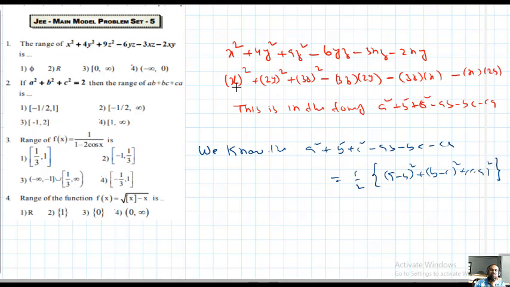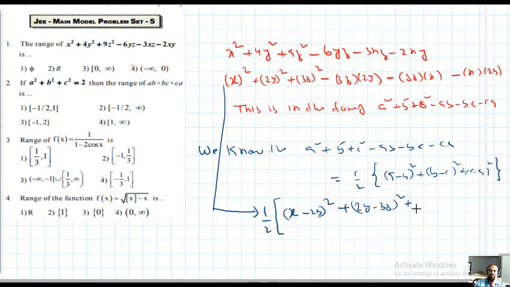When does it happen to be 0? When 2x equal to 2y equal to 3z, or x equal to y equal to z equal to 0, then the total value equals 0. Other than that, it is greater than 0. Understood? So what is the meaning of this? This is now nothing but half of (x minus 2y) whole square plus (2y minus 3z) whole square plus (3z minus x) whole square.